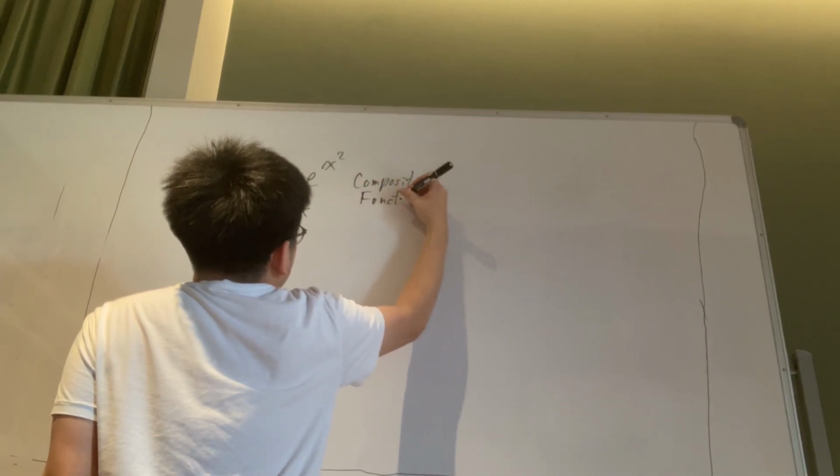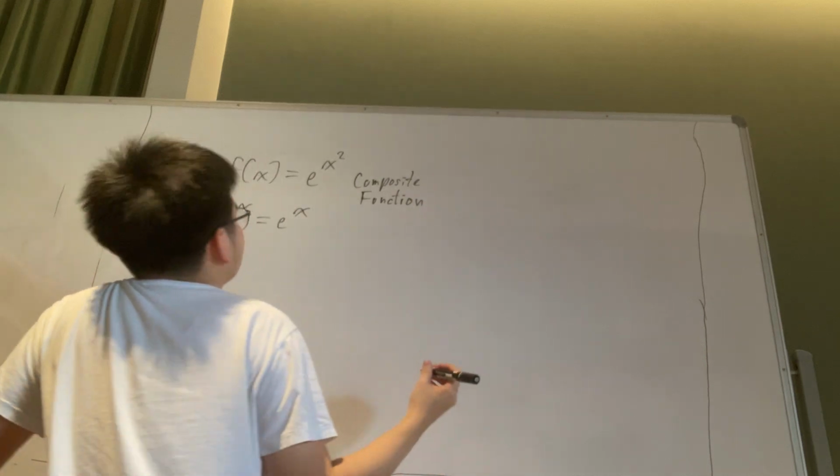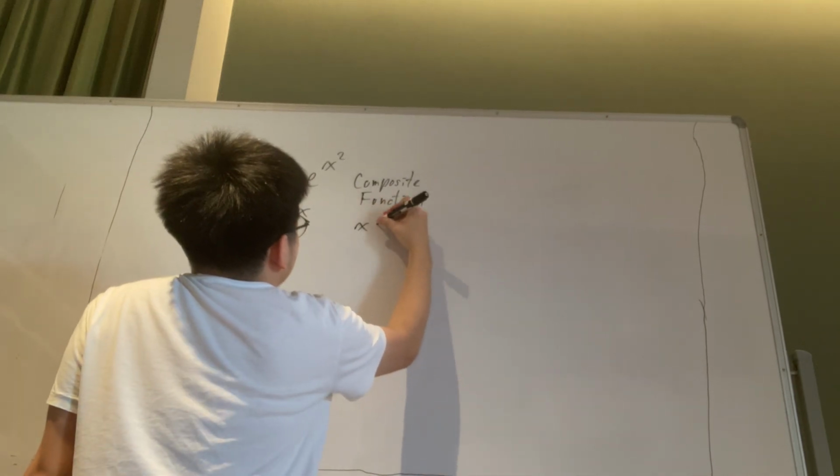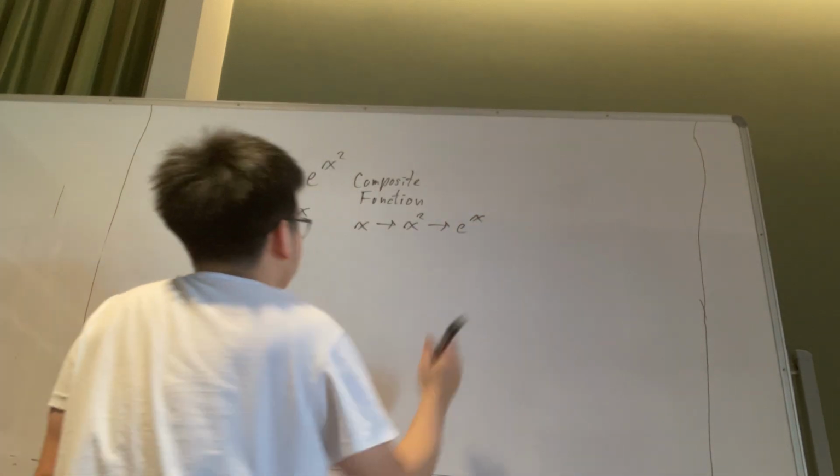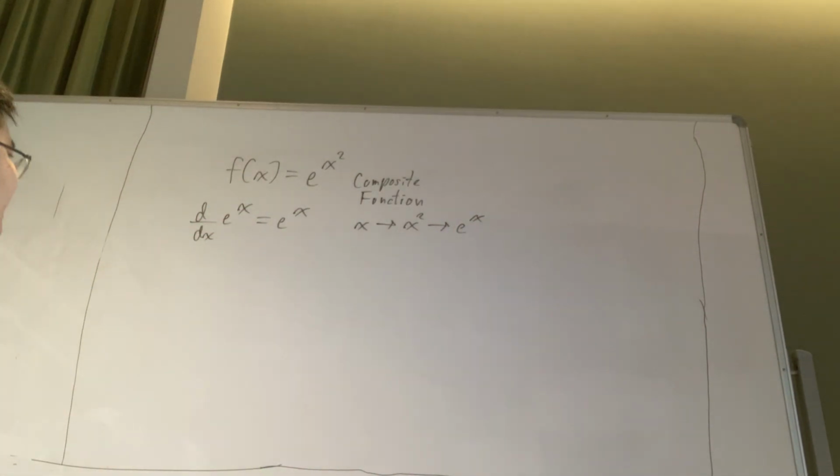Function inside a function. I'm probably going to get the mapping wrong. It's like x to x squared and then to e to the x, in that order. Could be wrong, but that's not really relevant for solving this problem. It's really just taking the derivative of this thing.